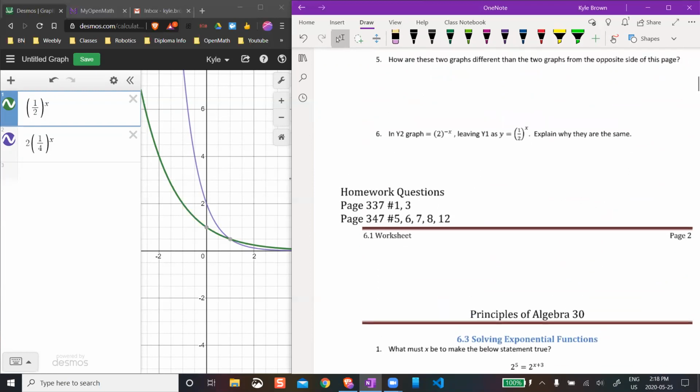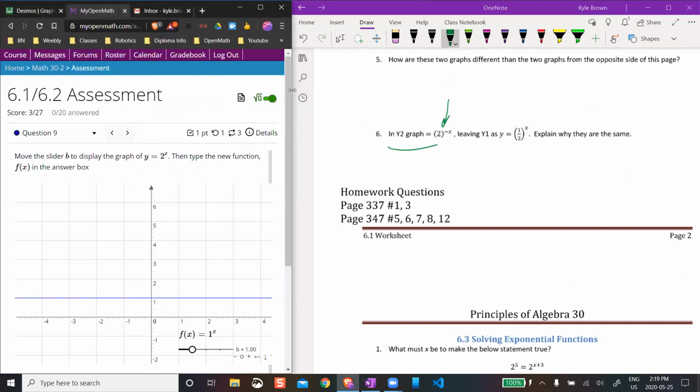Okay. And then I kind of explained this one already with the negative exponent and how that changes things. So that's pretty much it. Before we get going though, I'm going to show you guys your homework questions and make sure that you can type it into the editor properly.